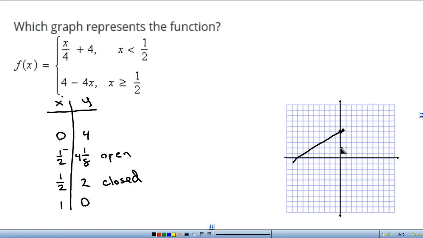Oops. I messed that graph up. 1, 2, 3, 4. I put it on 5. I didn't realize I did that. And then right here is an open circle. So I basically have a graph kind of going like that. And then at 1/2, I'm at 2, closed circle. And at 1, I'm at 0. So now I got one going like that.